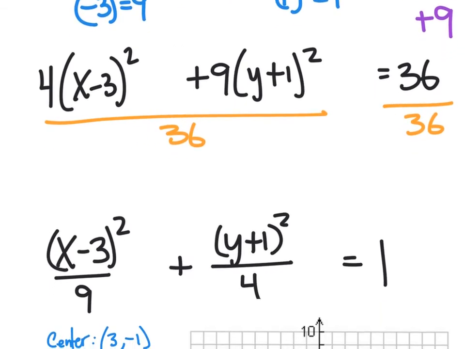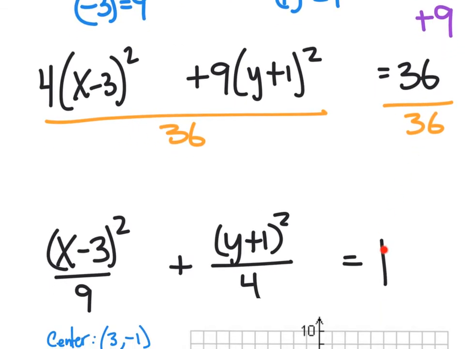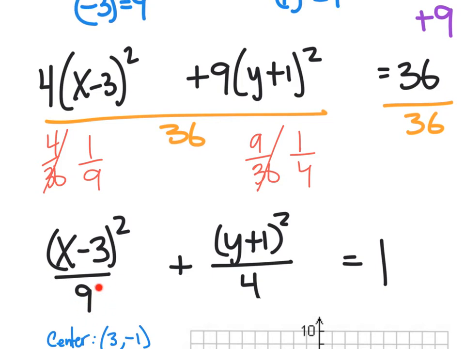So, on the right-hand side we get a 1. 9 over 36 goes to 1 over 4. And 4 over 36 goes to 1 over 9. So I have 9 here and 4 in this denominator, equals 1. So this now looks familiar.